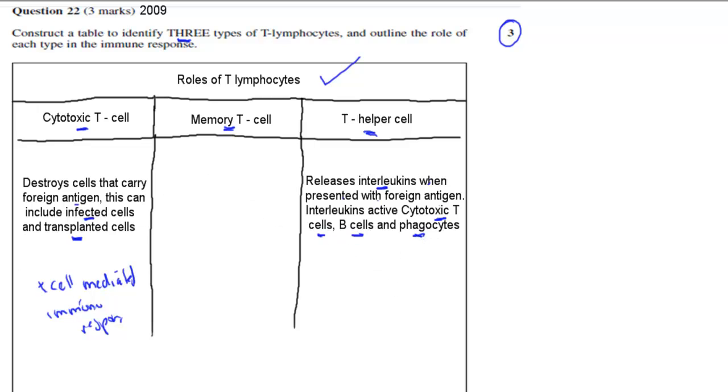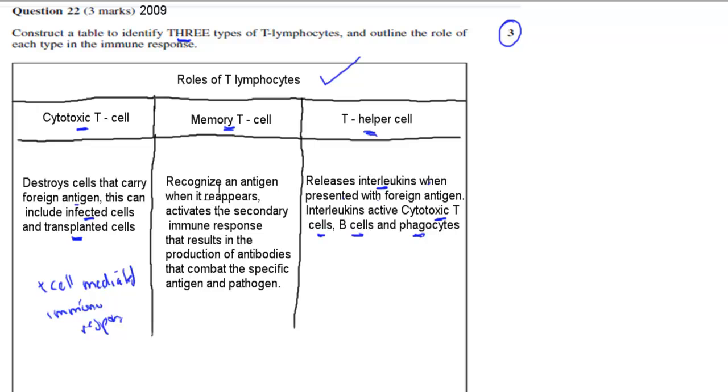And the last one are memory cells. The memory cells recognize an antigen when it reappears, and by doing so, they will activate the secondary immune response. And why is it important? Because the secondary immune response results in the production of antibodies that combat specific antigens and pathogens. So basically, you could have said that these memory T cells make sure the body doesn't get infected again by that same type of disease. So that would have been just the roles.